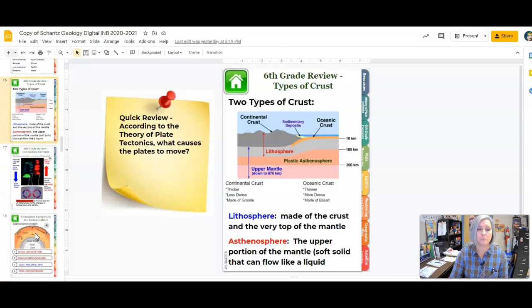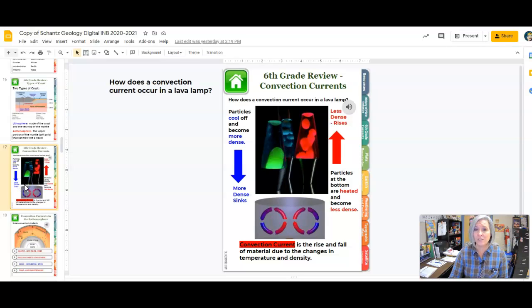Answer the post-it. On slide 17, we're reviewing heat transfer through convection. So with convection currents, remember we have a heat source which causes the particles to become less dense. They rise, become more dense as they cool off, and sink, and they're heated again. So this cycle over and over again is what results in a convection current. On the left side, you're asked to explain how convection occurs in a lava lamp.